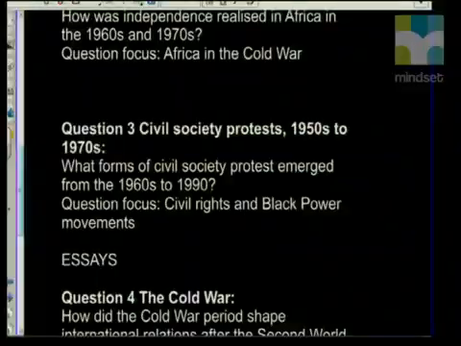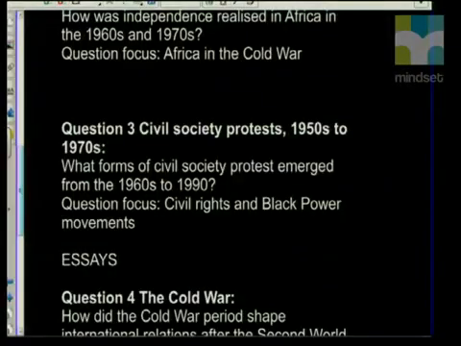And then the third question under source-based questions is civil society protests in the 1950s to 1970s. You'll be looking at what forms of civil society protests emerged from the 1960s to 1990. In this theme, we're looking at civil society protests in the United States and other parts of the world, not in South Africa. Please make sure that you've studied the correct theme for that. The focus question there will be the civil rights movement and the Black Power movement.